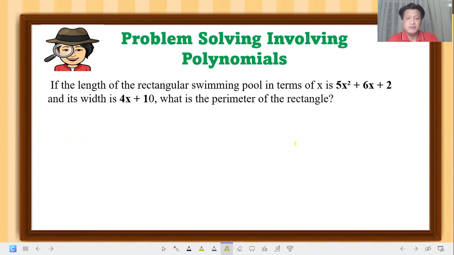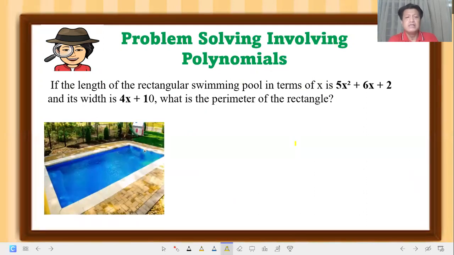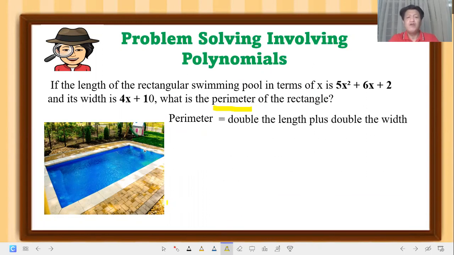We need to illustrate it first. This is the swimming pool. The question is the perimeter, so what does perimeter mean? When we say perimeter, this is simply the distance around the polygon. It is the total surroundings, the area around the swimming pool. That is what we add, and the total is what we call the perimeter. Or simply, the formula is double the length plus double the width.